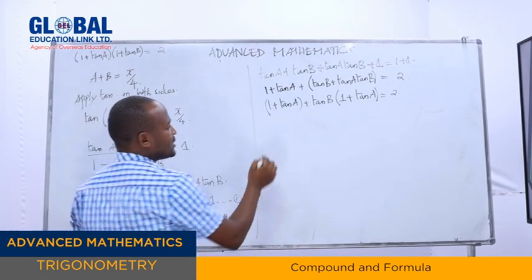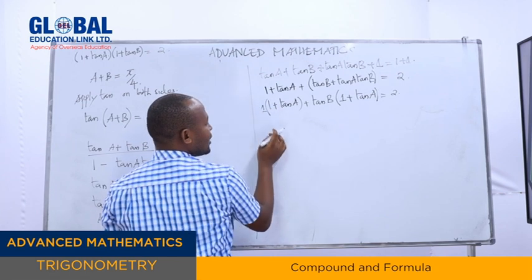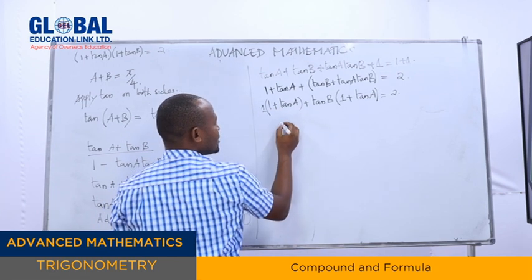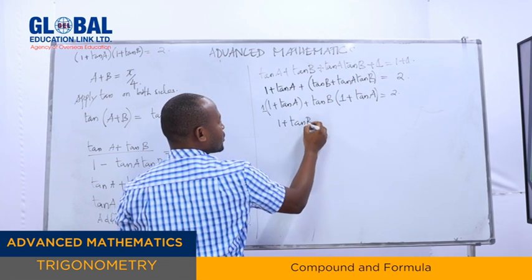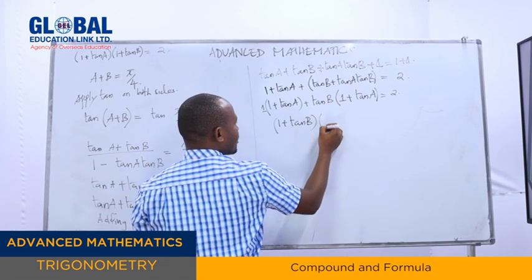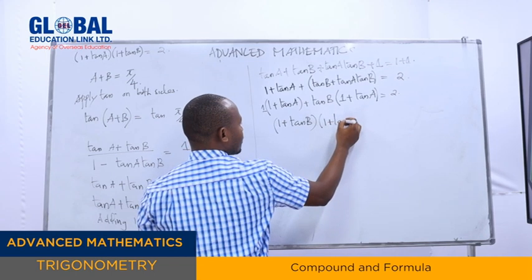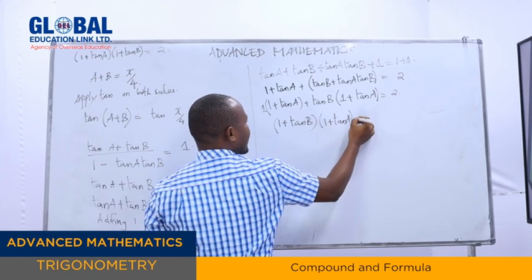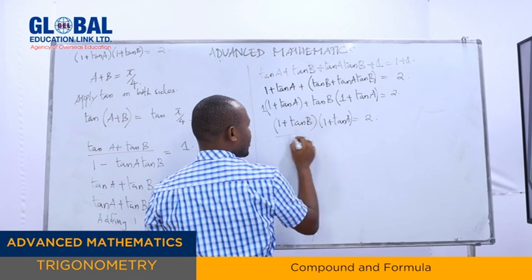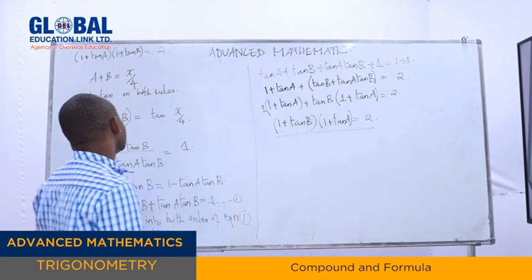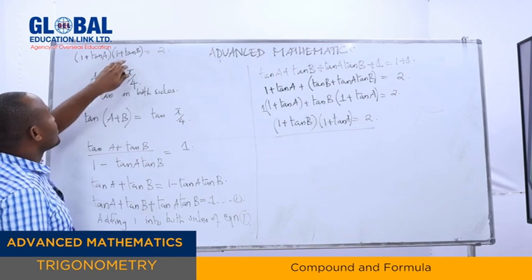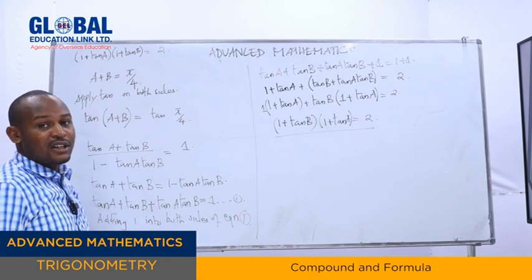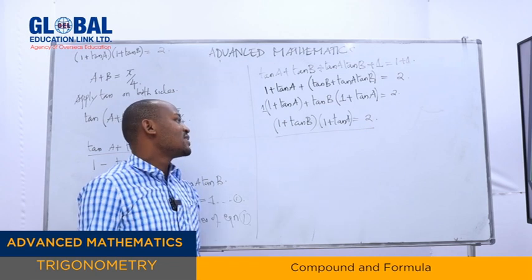So from that point, if there is 1, then you can take this one and that one. That means it is 1 plus tan B, then 1 plus tan A is equal to 2. So you can see that result resembles that one, just because in mathematics we know that multiplication is commutative, then the results are the same.